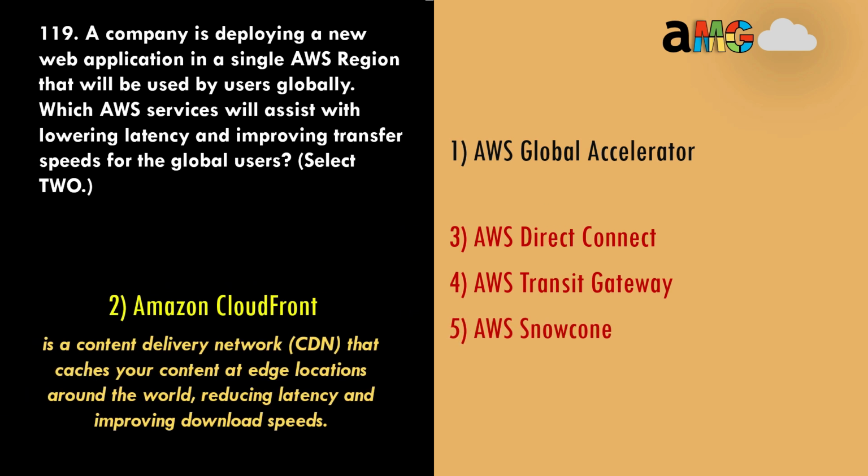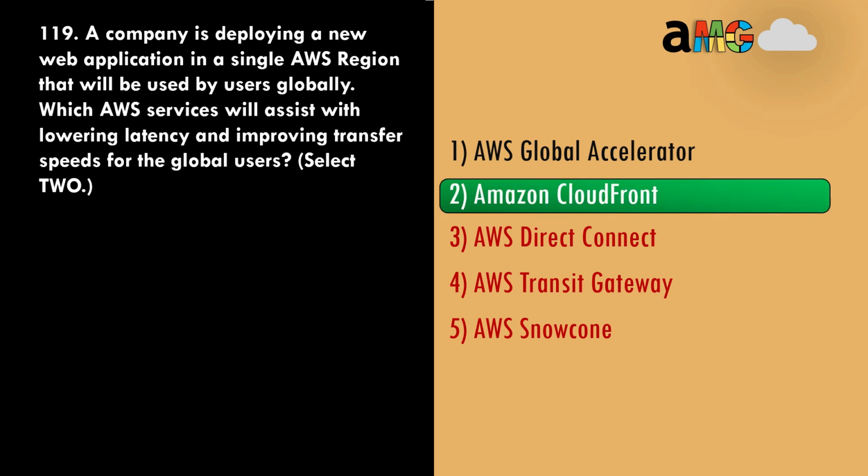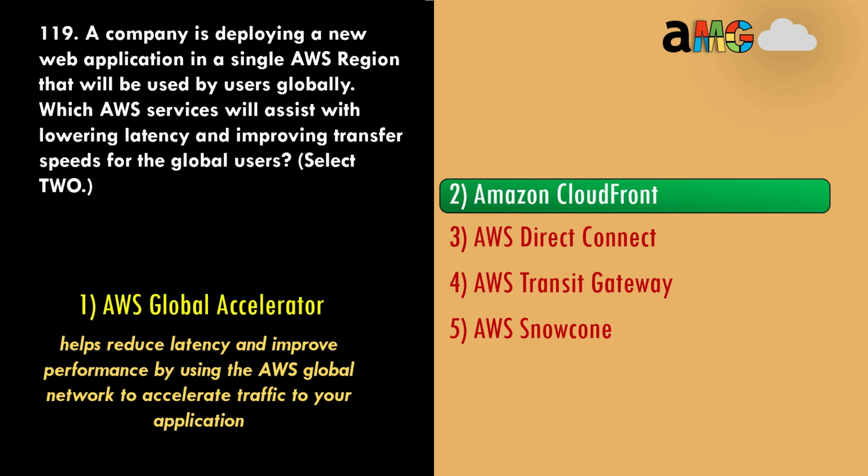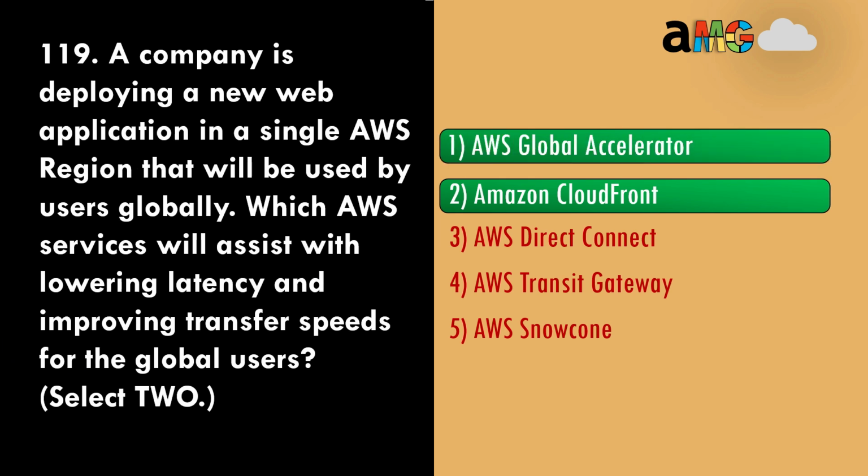Option 2, Amazon CloudFront is a content delivery network, CDN, okay, that caches your content at edge locations around the world, reducing latency and improving download speeds. Got it? So this is one correct answer. Another one is AWS Global Accelerator because it helps reduce latency and improve performance by using the AWS Global Network to accelerate traffic to your application. Alright, so this is your second correct answer.